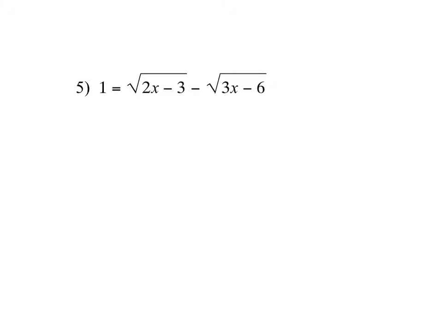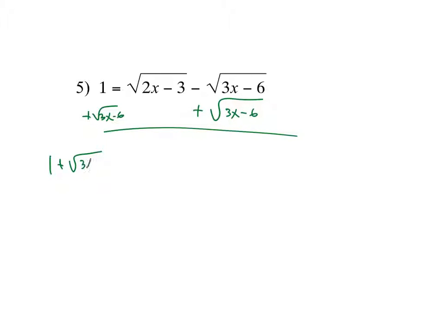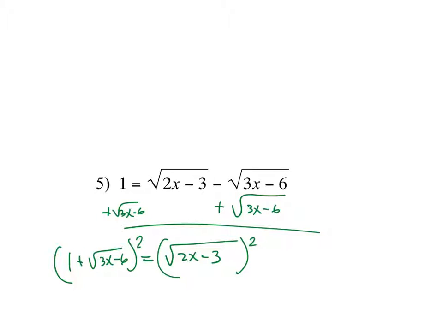So this one, I'm going to start by adding this square root on both sides because it's going to be easier for you to have a square root on each side of the equation. I have 1 plus the square root of 3x minus 6 equals the square root of 2x minus 3. So now I'm squaring right here. Remember that this one again I'm going to FOIL.